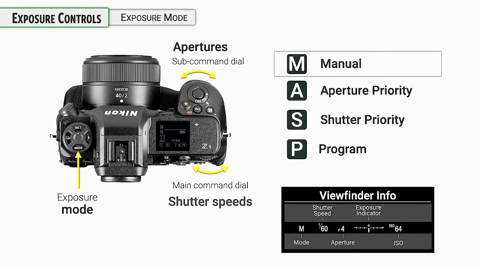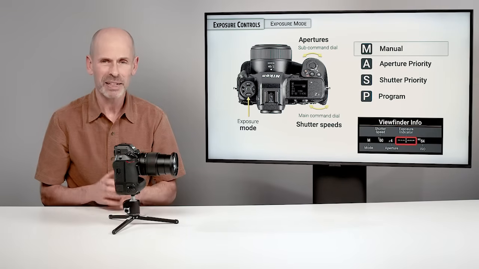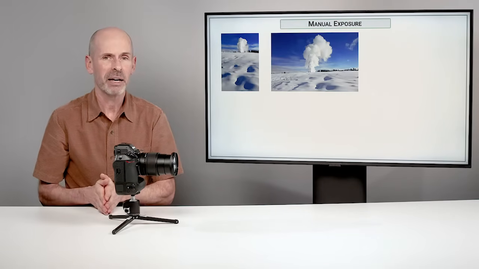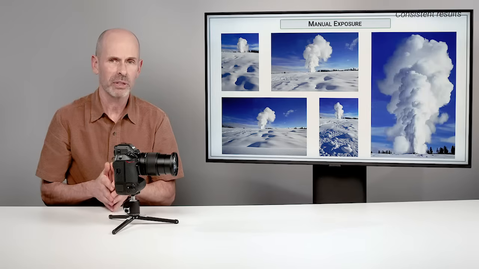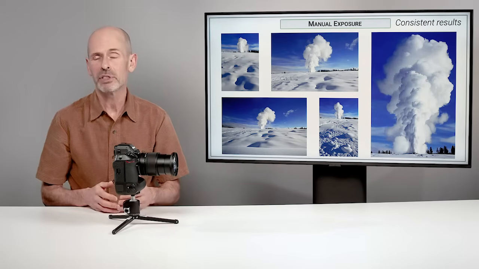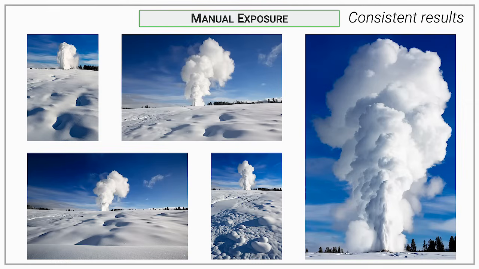All right, next up is full manual. Now, full manual is my favorite mode on all cameras for a number of reasons. I get to have full control over exactly where it's at, and probably what I like best about it is consistent results. A lot of times in situations where I'm going to want to get a variety of shots and the lighting's not significantly changing from one shot to the next, I want to have consistent exposure results.